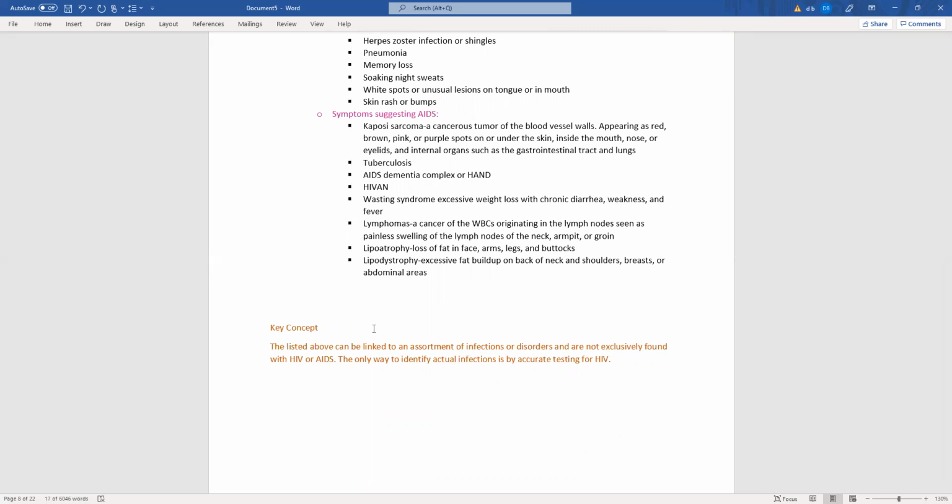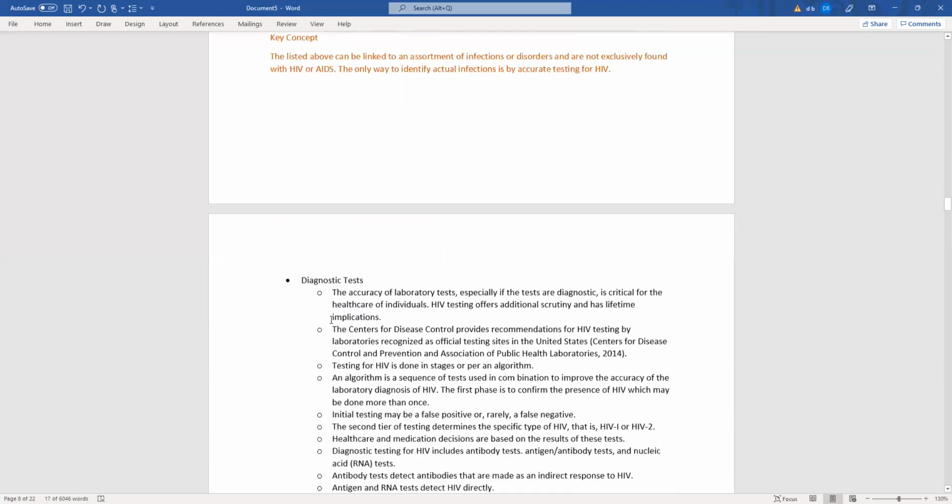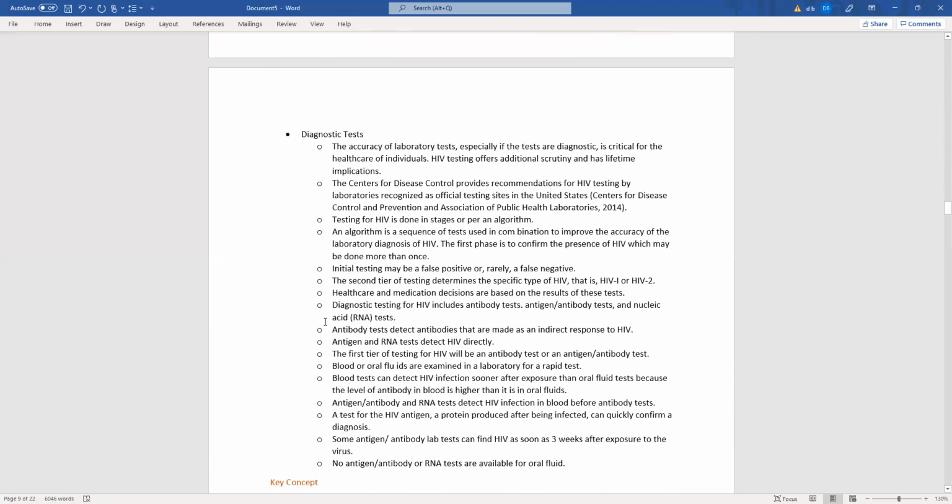Let's talk about these diagnostic tests. So, the accuracy of lab tests, especially if the tests are diagnostic, is critical for the healthcare of the individual. HIV testing offers additional scrutiny and lifetime implications. I already read that.